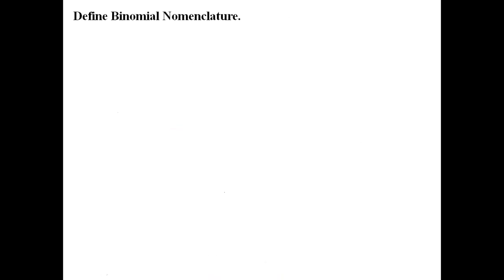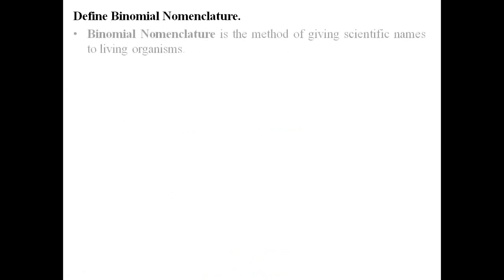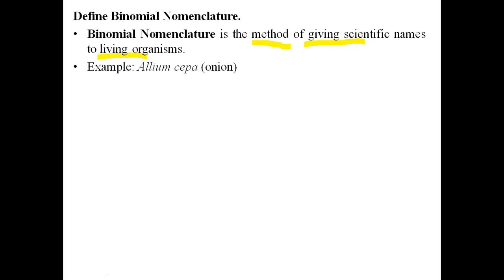So how will we define binomial nomenclature? Binomial nomenclature is the method that is generally used to give scientific names to living organisms. An example of this is Allium cepa. This name is given to onion. Now two names are given.